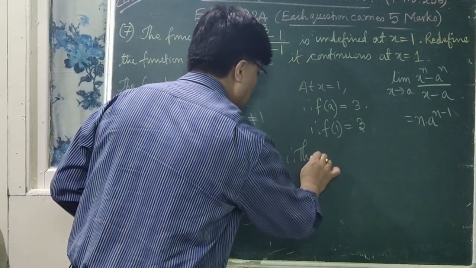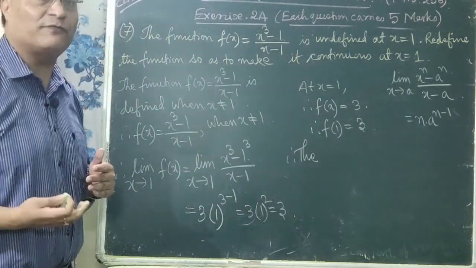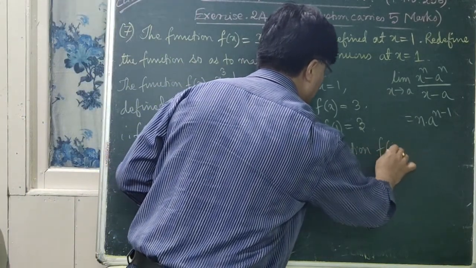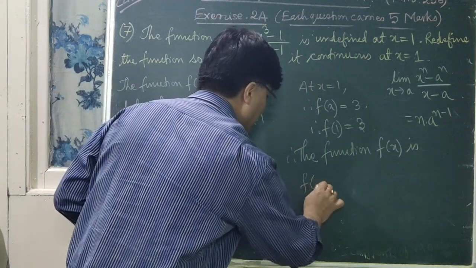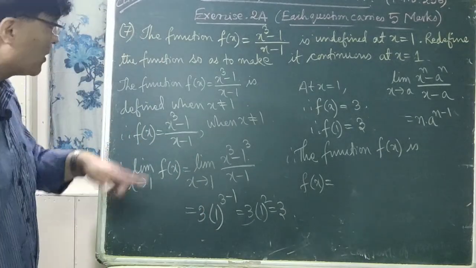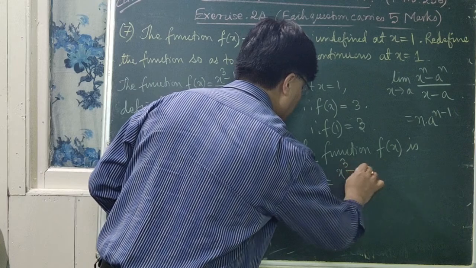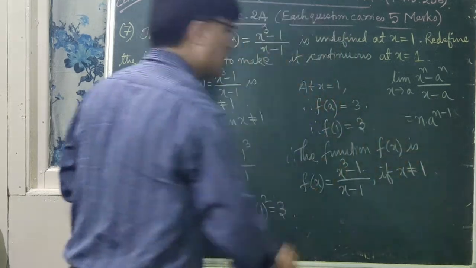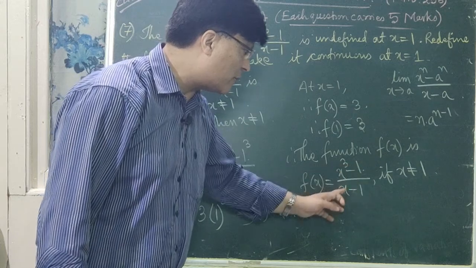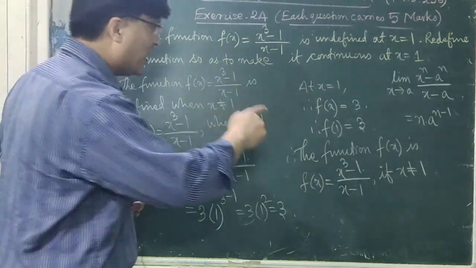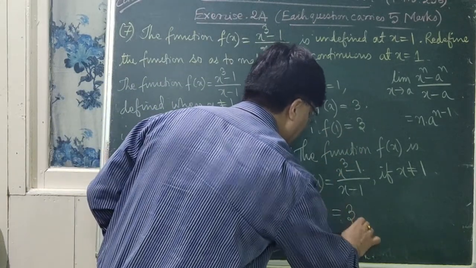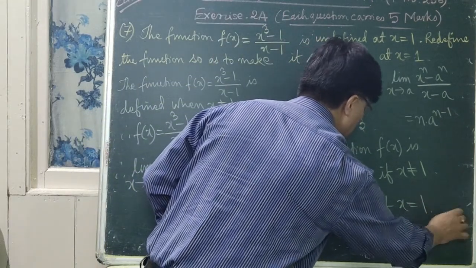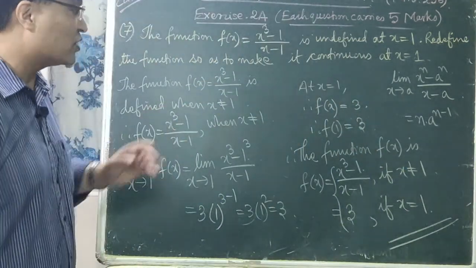Now what will be the redefinition of the function? Because you have to redefine the function, f of x will be equal to x cube minus 1 divided by x minus 1 if x not equal to 1. But if x is equal to 1, what is the value of f of x? f of x is equal to 3 if x is equal to 1.